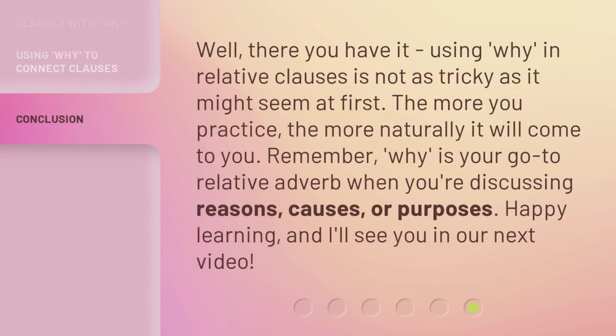Well, there you have it. Using "why" in relative clauses is not as tricky as it might seem at first. The more you practice, the more naturally it will come to you. Remember, "why" is your go-to relative adverb when you're discussing reasons, causes, or purposes.